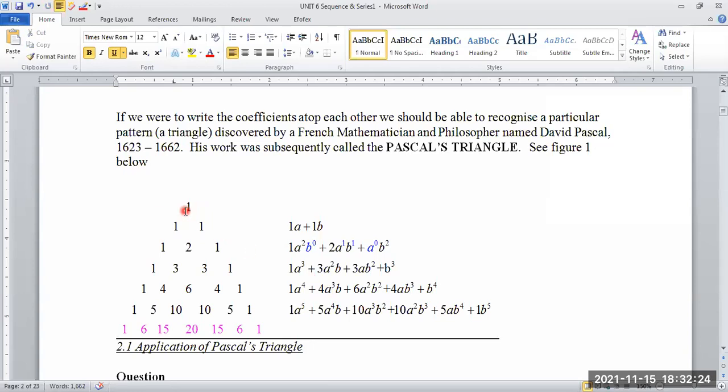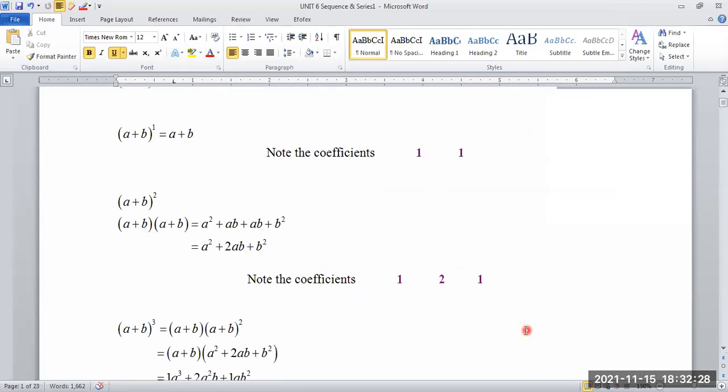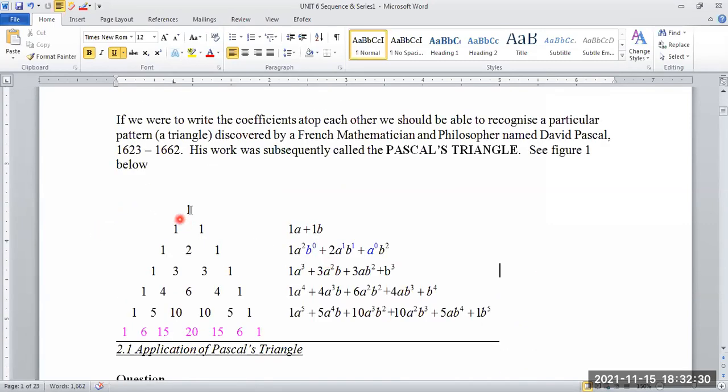All right, so look at what is happening. Picture this: 1, then 1, 1, then 1, 2, 1. And then we had a 1, 3, 3, 1. Then we had a 1, 4, 6, 4, 1, 1, 5, 10, 10, 5, 1, 1, 6, 15, 20, 15, 6, 1. I'm giving you these, right?